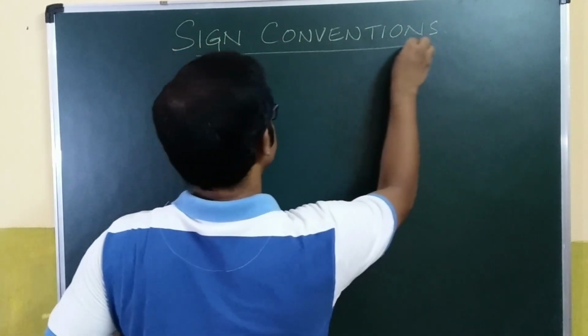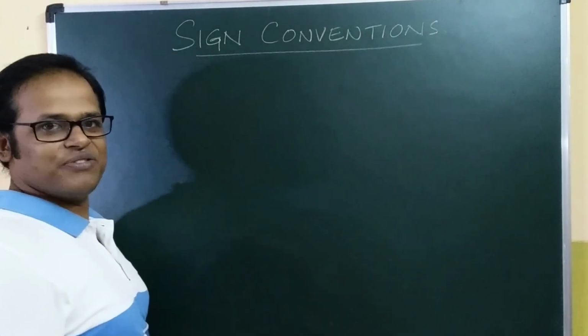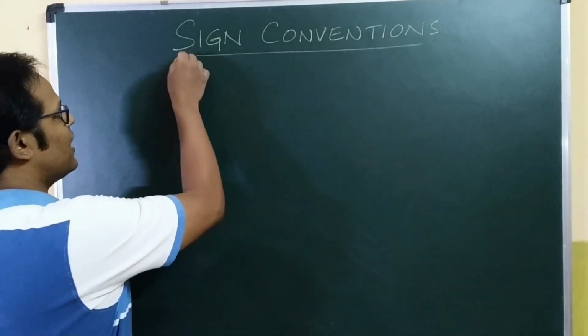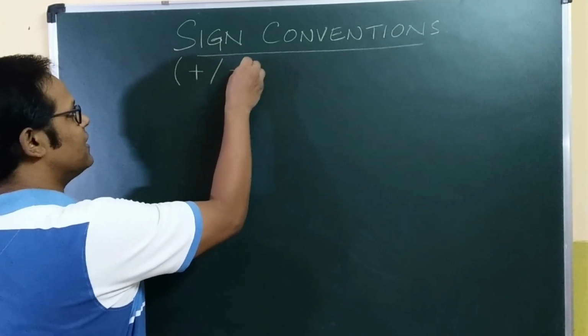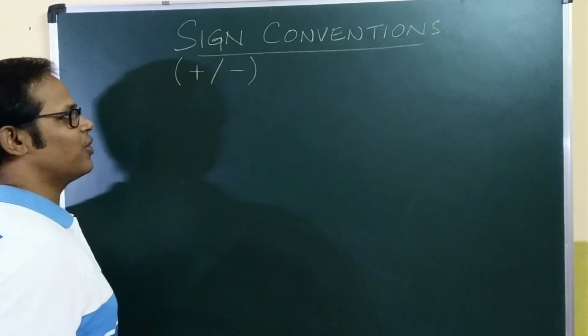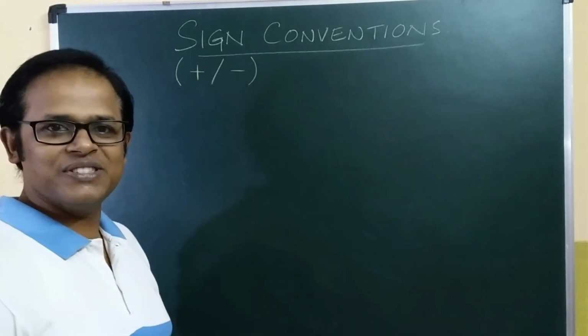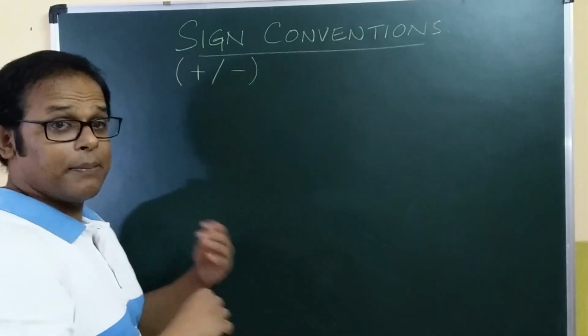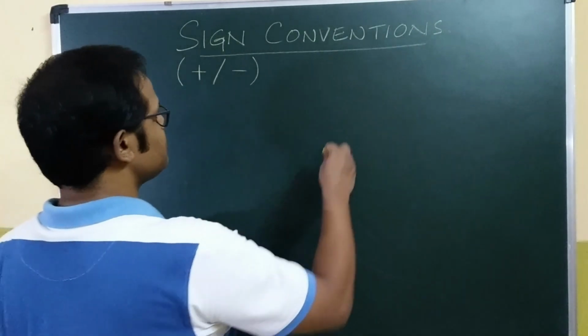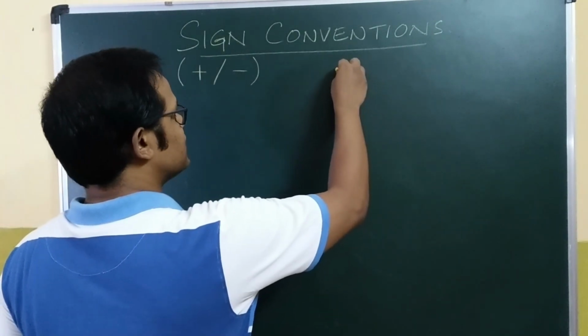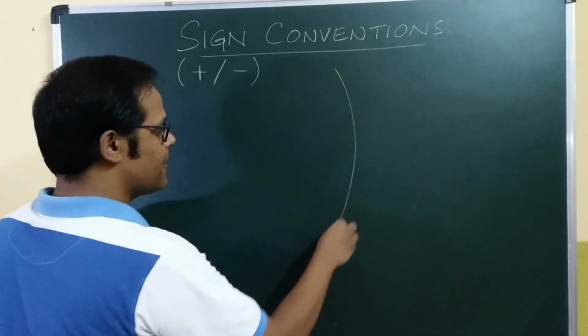So basically, my students, sign conventions refers to the fact that you need to put either a plus sign or a minus sign, depending on and obeying a certain set of rules. Is that clear? It will be applicable to both spherical mirrors. So let me show you what the rules are like.